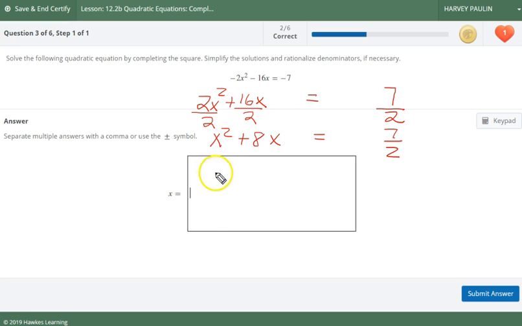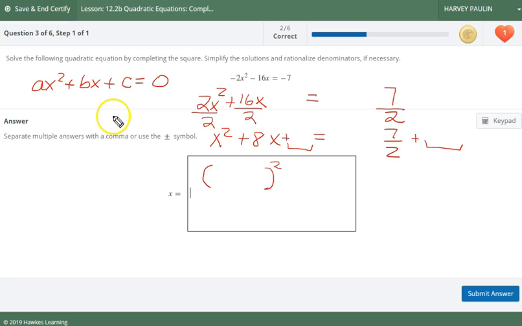Now the recipe we're following for completing the square is we're putting a set of parentheses with a square there. We want to convert this into a perfect square trinomial. So we need a term here that we're going to add to both sides. So the recipe for this, and we're looking at ax squared plus bx plus c equals 0, is that we want this to be a perfect square trinomial. So we look at our b term, and we want to find out what that c term will be.